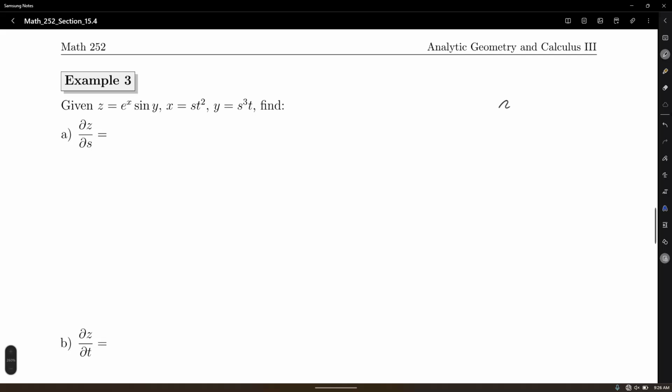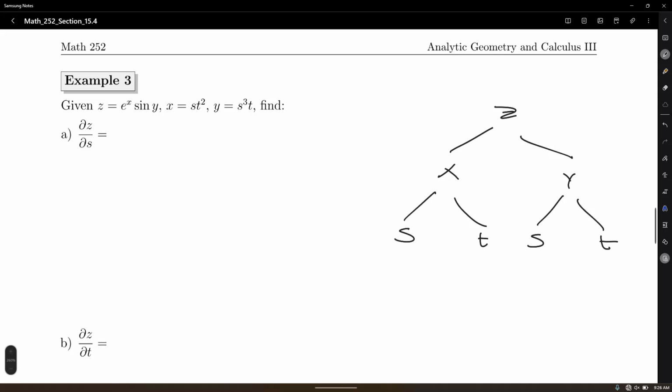Why not? Z, which depends on x and y, and at the same time x and y depend on s and t. All right, so they're asking us for an expression. First of all, the partial derivative of z with respect to s.